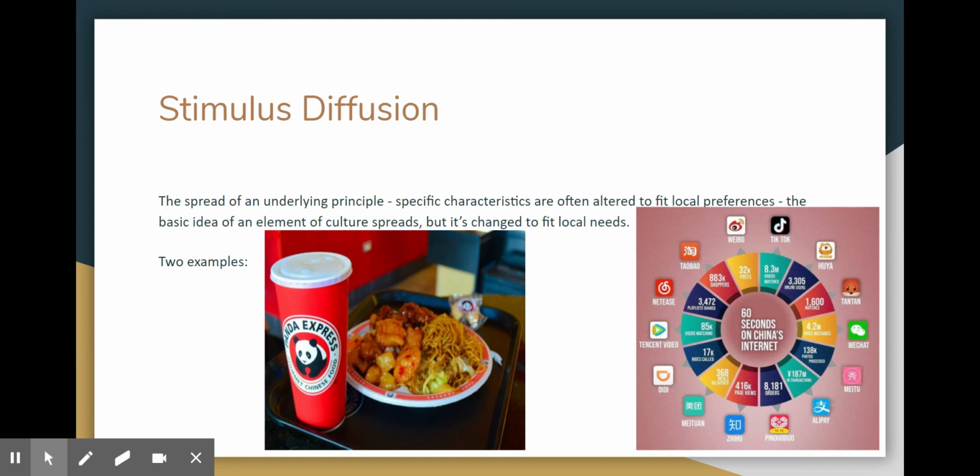So you have sort of the underlying idea of certain types of dishes spreading, but it being changed to fit local needs. And I always think of like nice Chinese restaurants that you would go to in like the international district. Oftentimes they'll have a menu for people that are ethnically Chinese, or accustomed to more kind of local cuisine within China, and then they'll have a menu that is appealing more to Americans.